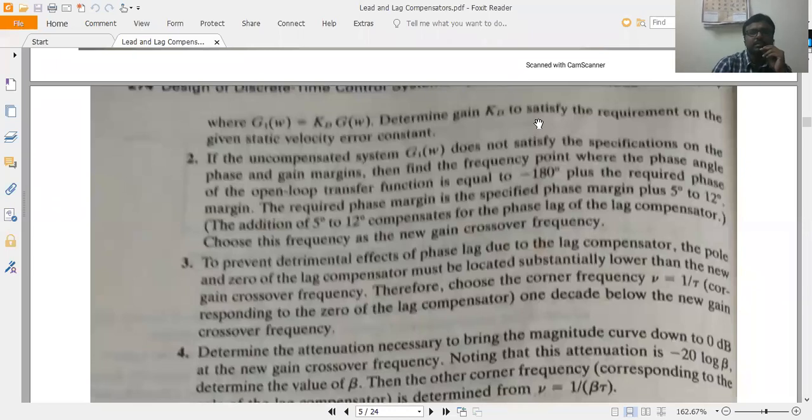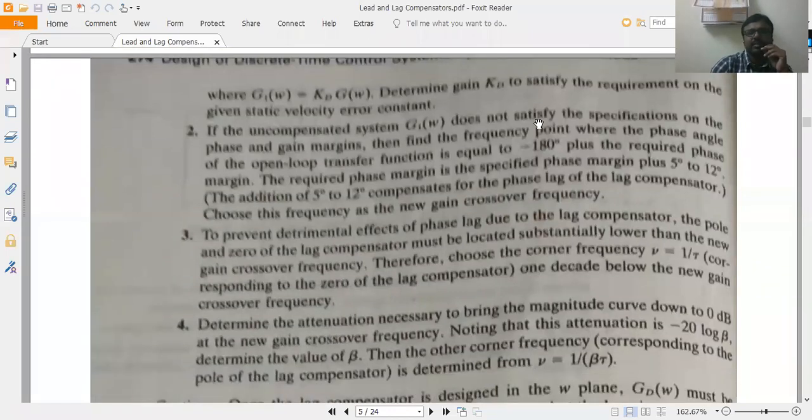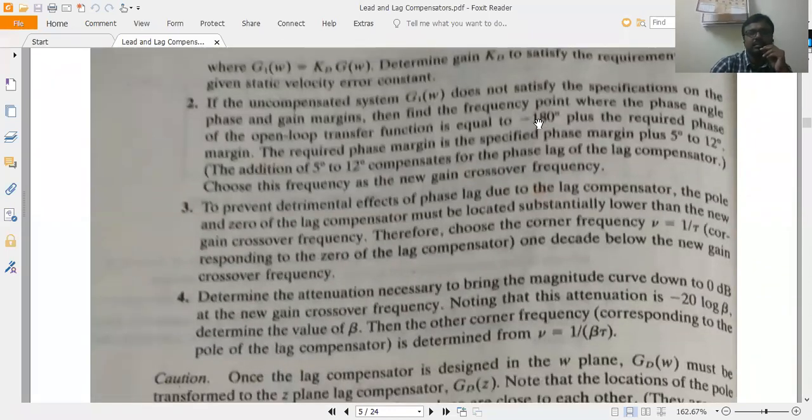Okay. So after that, to prevent the detrimental effects of the phase lag due to the lag compensator, the pole and zero of the lag compensator must be located substantially lower than the new gain crossover.